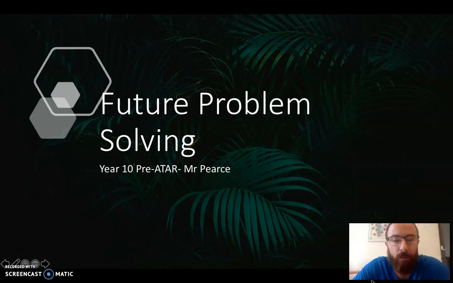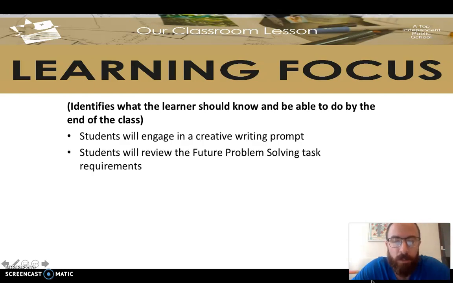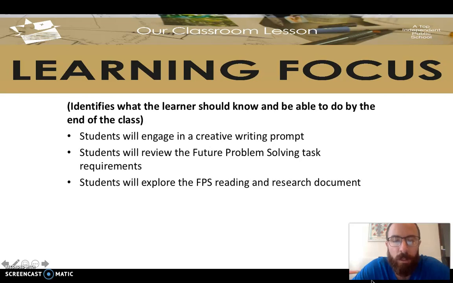So we are focusing on our next task, which is a creative writing task through the future problem solving framework. So today we're going to do just a bit of creative writing, and then we're going to look at that task requirement, and then we're going to look at the reading and research document. So I'm going to do a bit of both in that we look at the composing requirements as expected for the ATAR English, and then we're just going to look at our creative writing task.